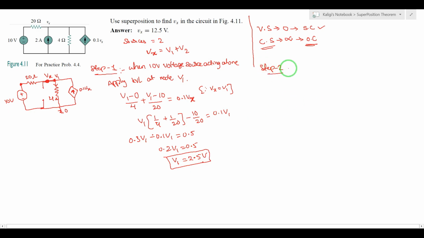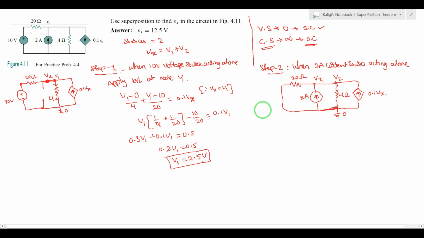Now step 2, when the 2 amp current source is acting alone. So you have to redraw the circuit. Please observe here, I just replaced the voltage source with its internal resistance, which means a short circuit. Now apply Kirchhoff current law, KCL, at node V2. So (V2 minus 0) divided by 20 plus (V2 minus 0) divided by 4. The resistances I made the outgoing currents, equal to the incoming currents.